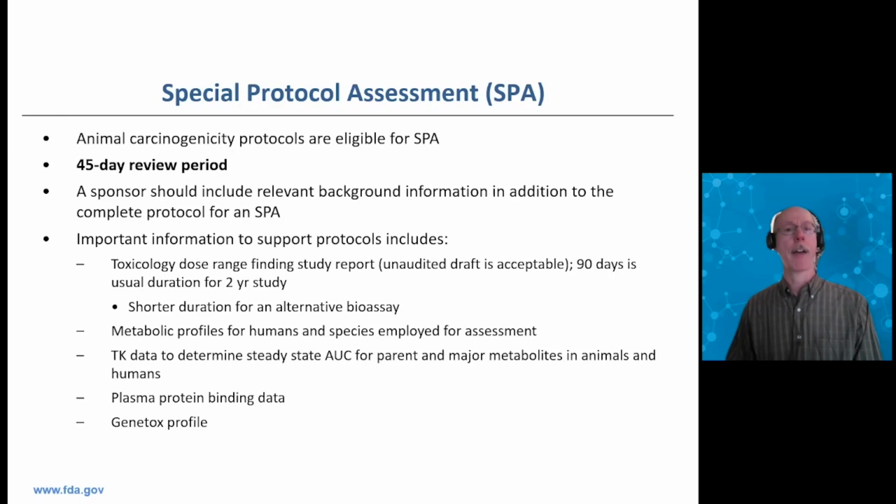It's also useful to have metabolic profiles from humans and the species employed in the tox assessment, as well as TK data and AUC data for the parent and major metabolites, so that we can make sure that the parent and major metabolites are adequately covered in the proposed carcinogenicity study. It's useful to have plasma protein binding data as well, so that we can determine whether it's appropriate to use the total drug or the free drug levels for these comparisons. And then it's useful to have the gene tox profile as well.